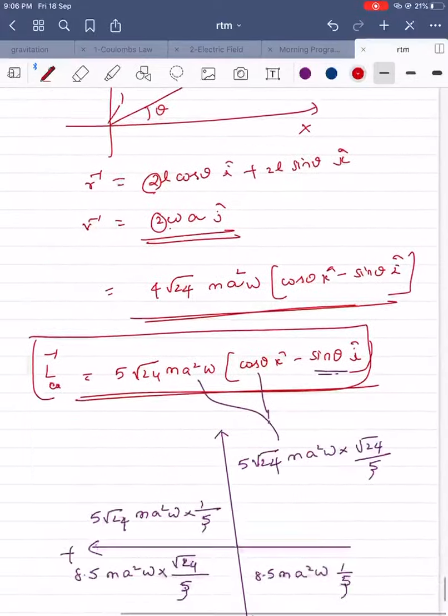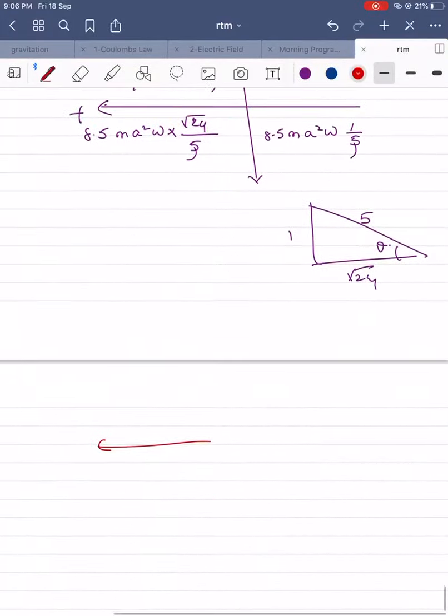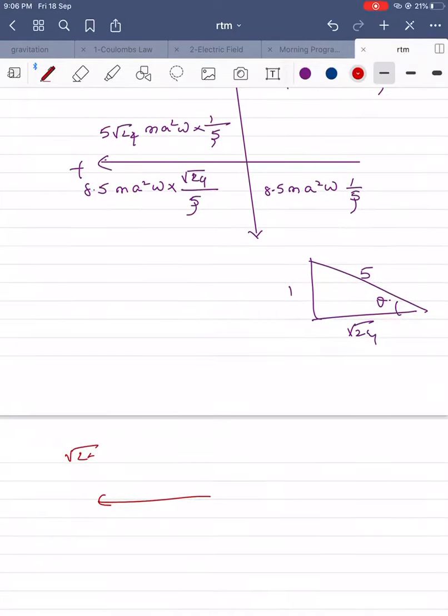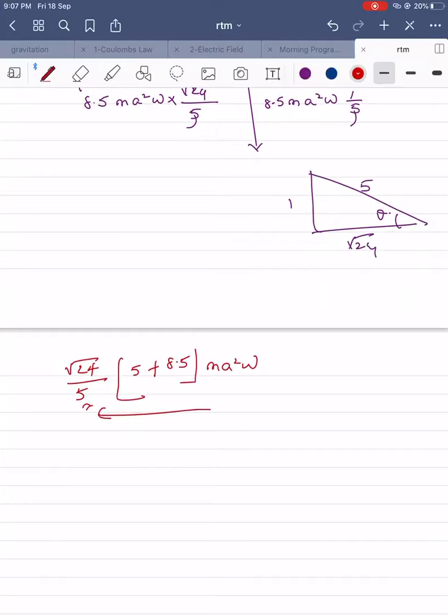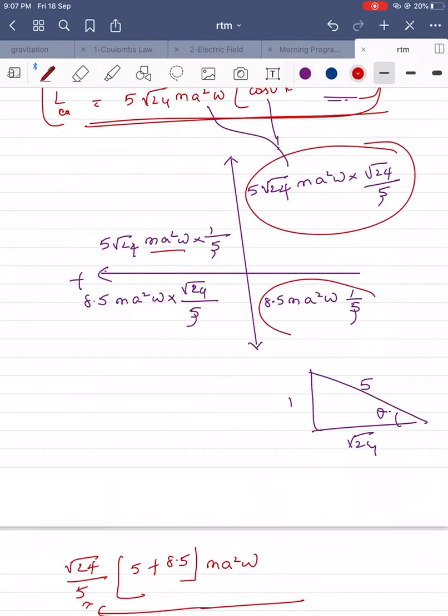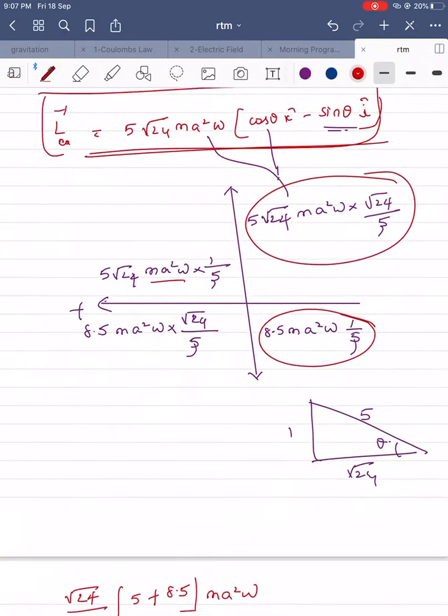And here I added root 24 by 5 into root 24 by 5 into 5 plus 8.5. Okay, anything missed? m a square omega, so m a square omega root 24 upon 5 we took as a common factor, 8.5 into 5, okay, 8.5 plus 5 is equal to 13.5. Both others are in opposite directions, and 5 gets cancelled over here.